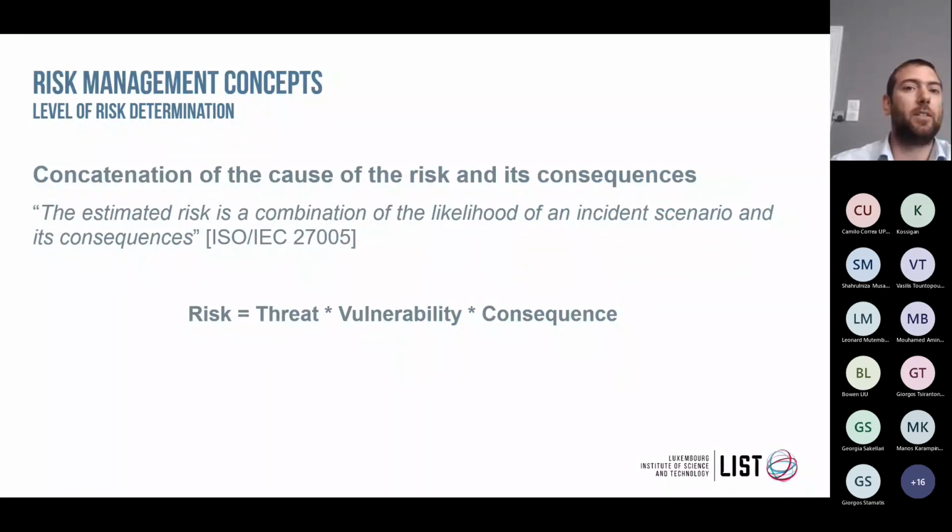Okay, so we have now identified and evaluated all components of a risk, since the risk is the concatenation of the cause, the risk, and its consequences. And as you remember, a risk is the combination of threats, vulnerability, and impact. Thus, with a formula, you can combine all of this and calculate the level of your risk.